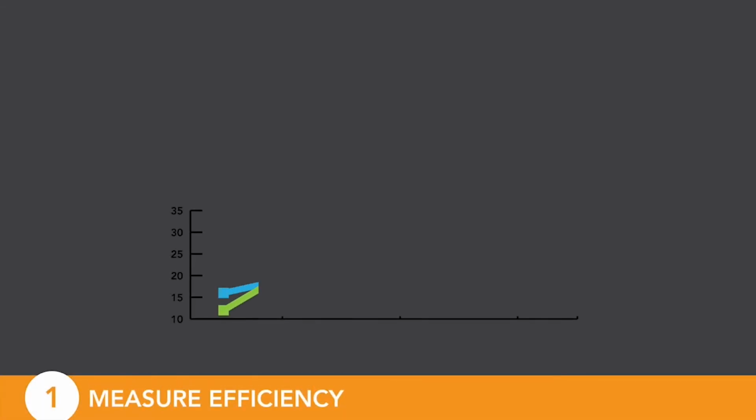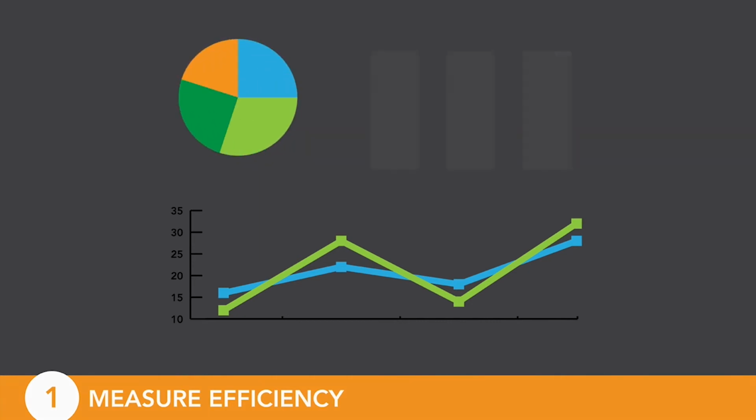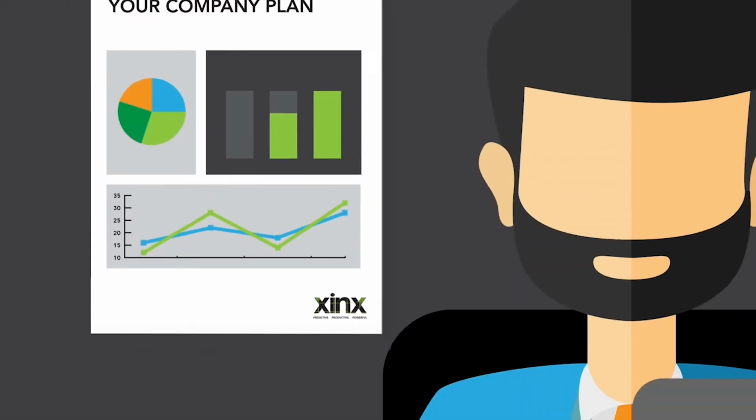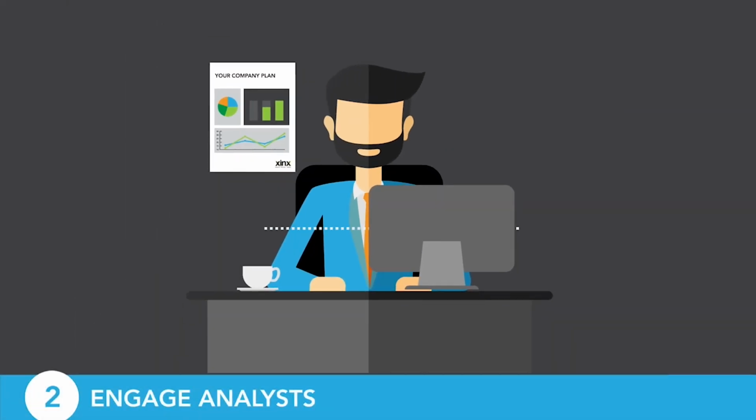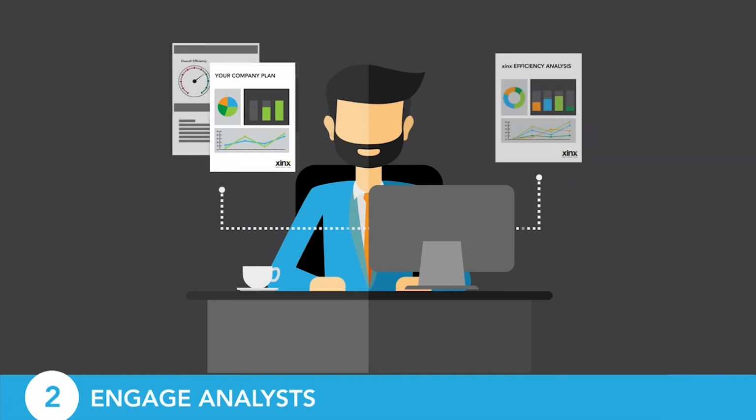During the first month, highly sophisticated Xinx technology measures the efficiency of your current processes and asset performance. Xinx analysts use measurements to identify trends as well as asset and process issues that affect the trends, including batteries, chargers, selection systems, and lift operators' practices.